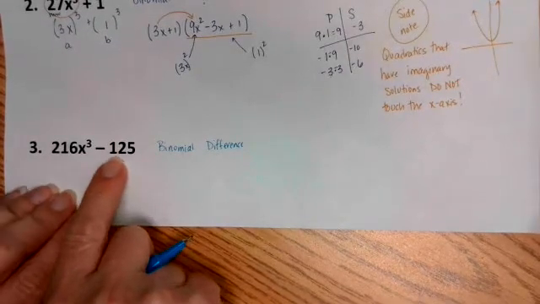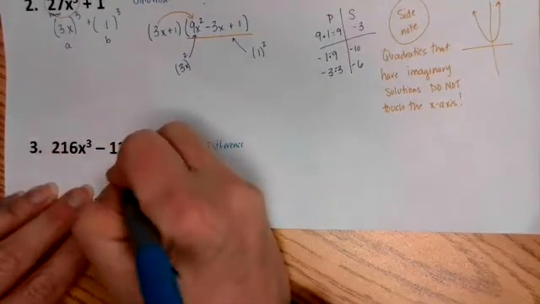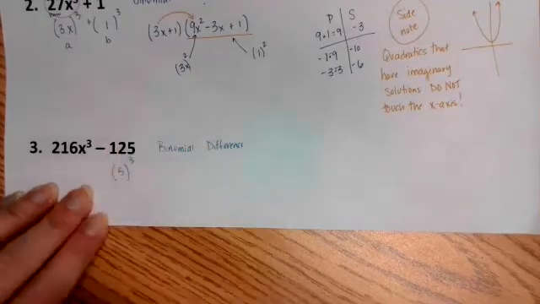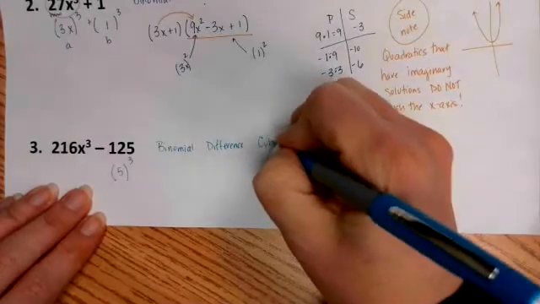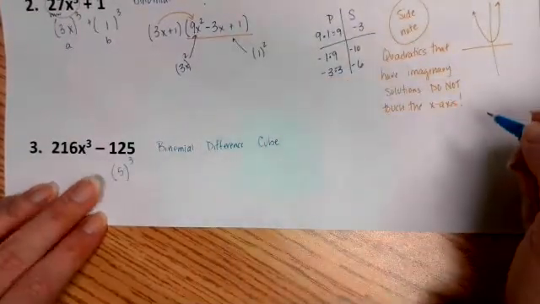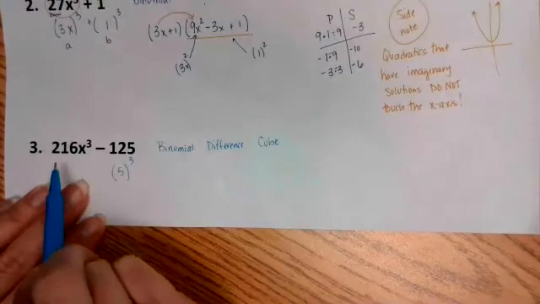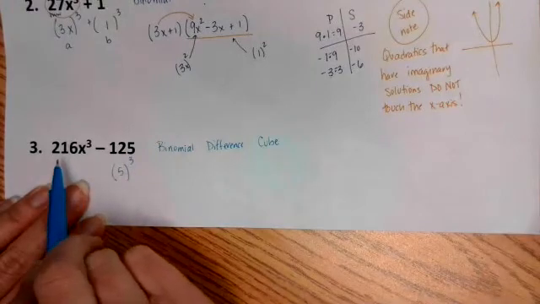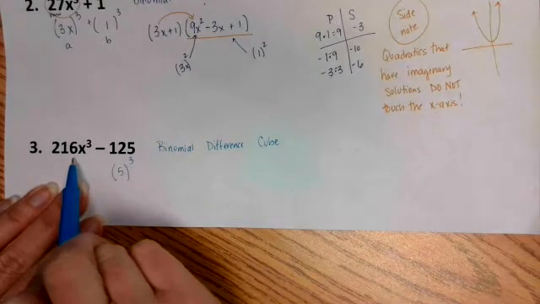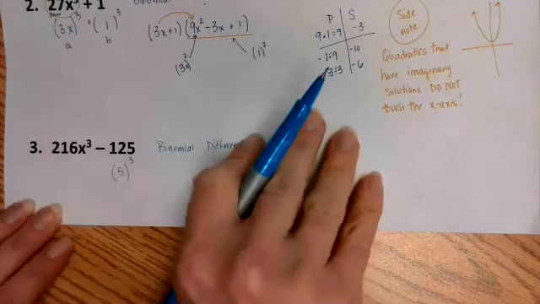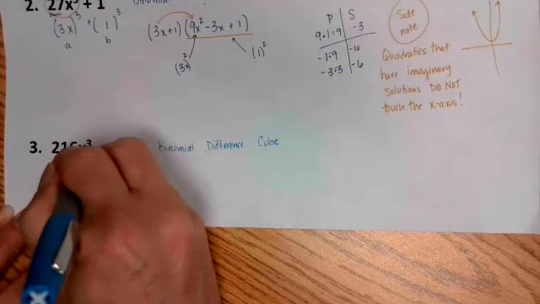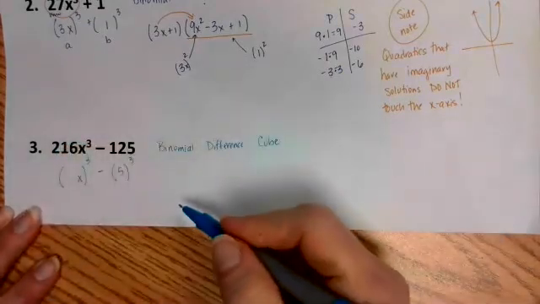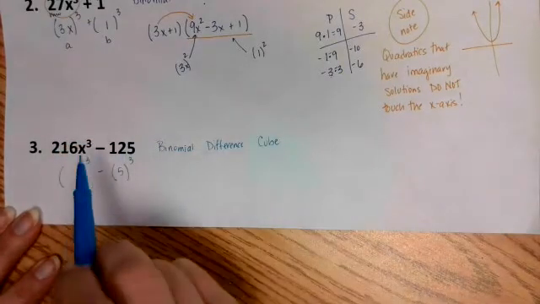Well, let's think about 125. I can raise 5 to the 3rd power to get 125, meaning that I have a nice cube value for the 5. And 5 will not go into 216, because if it went into 216, then the last digit would be a 5 or 0. So no greatest common factor here. So 216 needs to be a perfect cube.